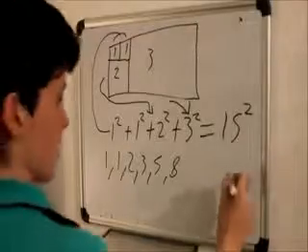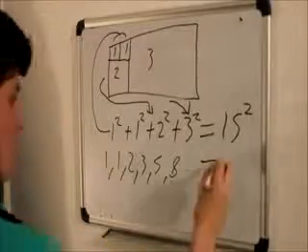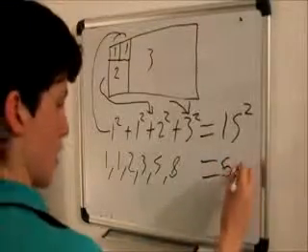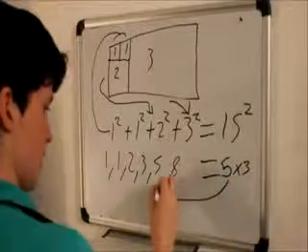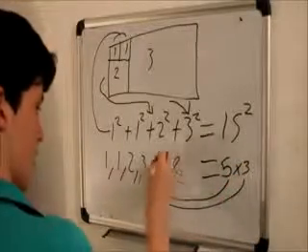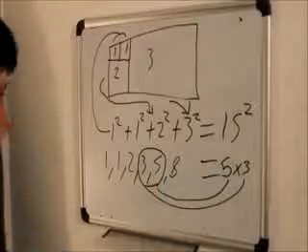Now we are writing down the sequence underneath and showing how 3 times 5 equals 15.